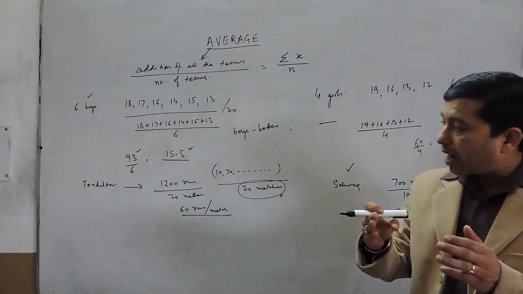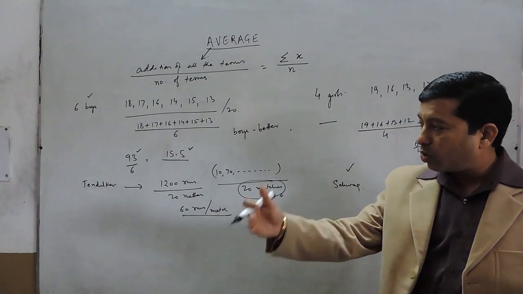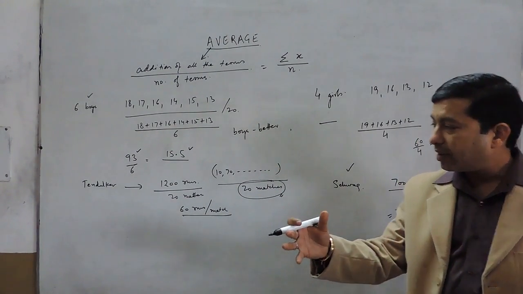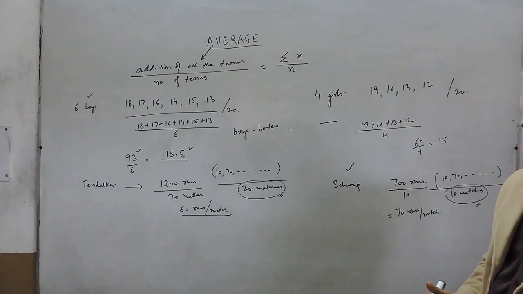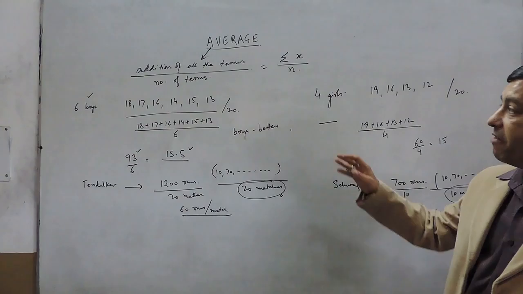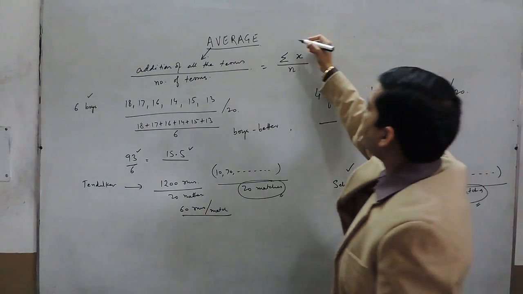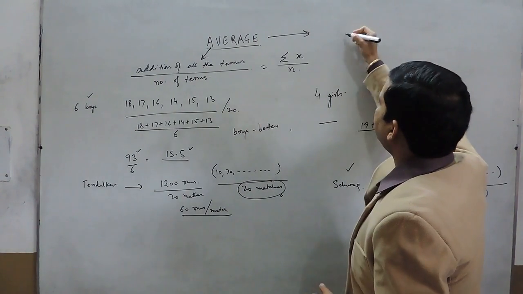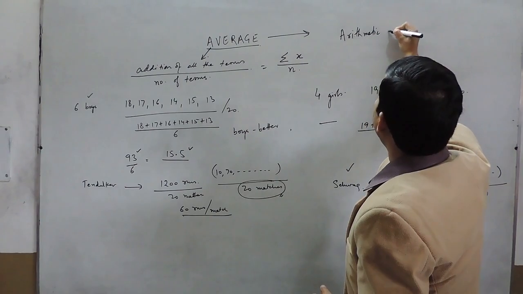So basically, when there is more than one piece of information given for two different categories, and we have to compare these two categories, then we have to find out the averages. And this is a very important chapter for later classes. We can say one more thing, that this average is also known as arithmetic mean.